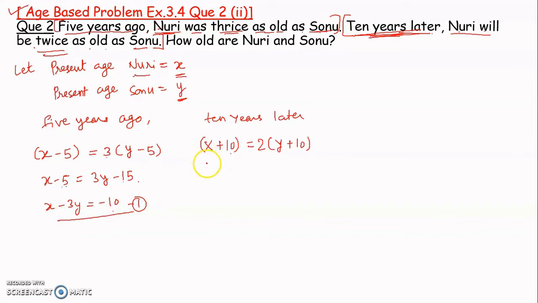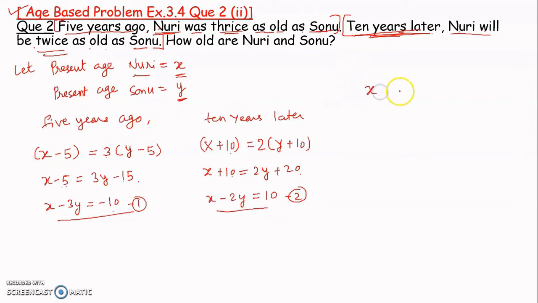And same way, if you solve this equation, X plus 10 equal to, this 2 will multiply into the bracket, so you get 2y plus 20. So on simplification, you will get X minus 2y equal to 10. This 10 will go into this side, so 20 minus 10, so we'll get 10. So this is equation number 2. Now you can solve those two equations by any of the methods. My favorite method is elimination, so I will solve it by elimination method.